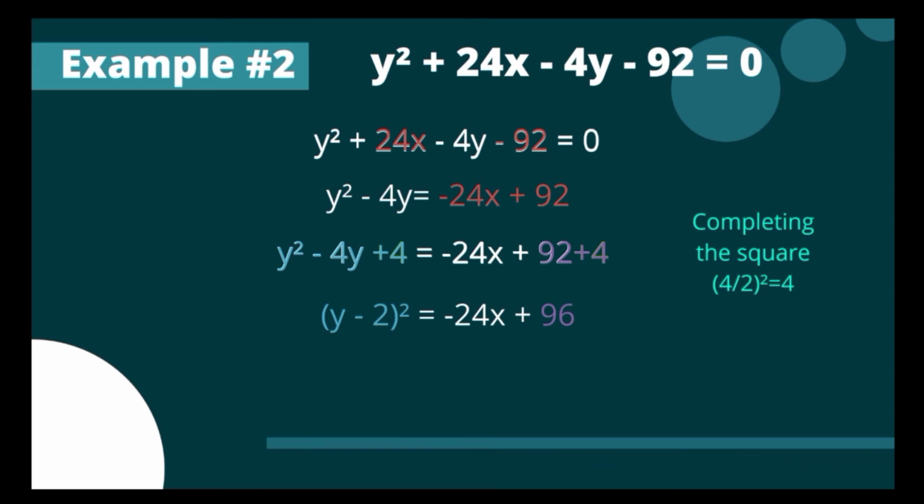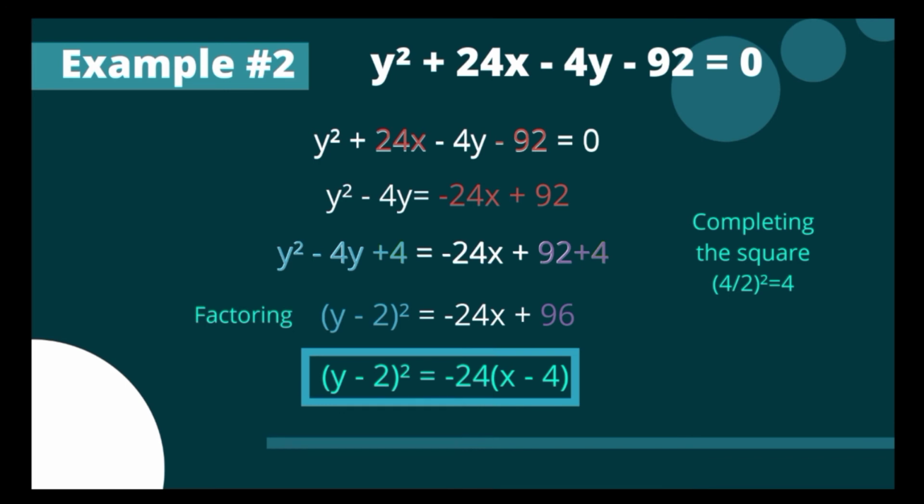And by this, we're going to get the factor of the right side of the equation. And the factor of it is negative 24. And by dividing it, negative 24x divided by negative 24 will give us x. And 96 divided by negative 24 will give us negative 4. And we have the equation (y minus 2) quantity squared is equal to negative 24 multiplied by (x minus 4). And this is the standard form of the equation of the parabola.